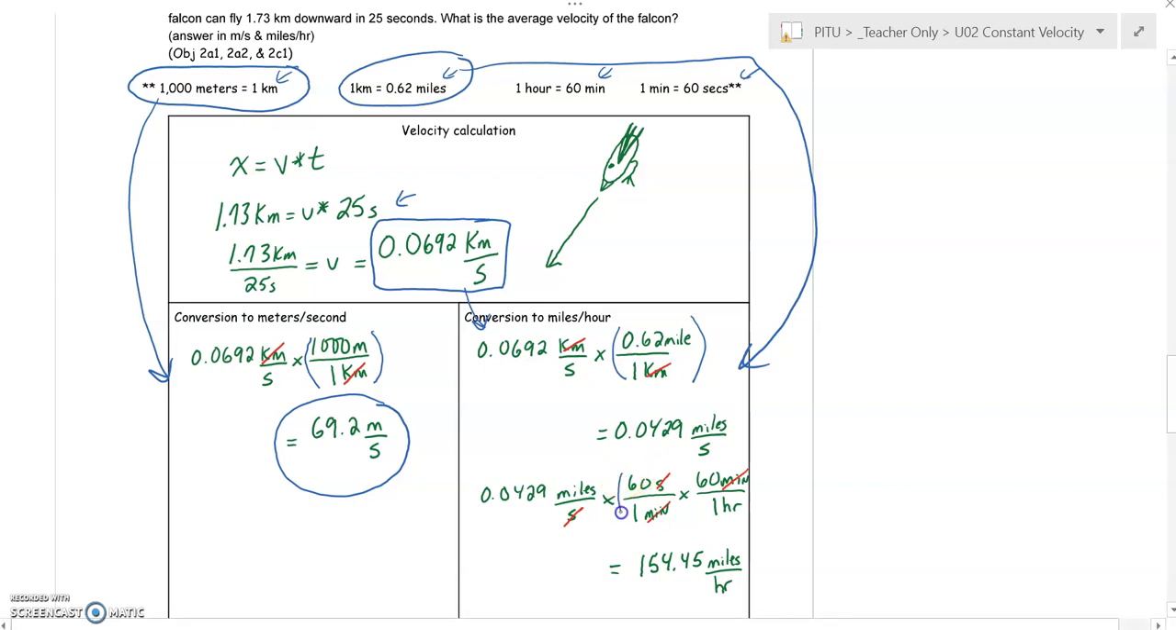Okay, but how many miles per hour is that? So we multiply it by this conversion factor. We're going to turn those seconds into hours, right? So 60 seconds in 1 minute, 60 minutes, the same as 1 hour, and we find out that these three things are actually all equal. So this is equal to this, and this is equal to this. It's just in different units. Okay, that's a pretty fast falcon there, going 154 miles per hour.